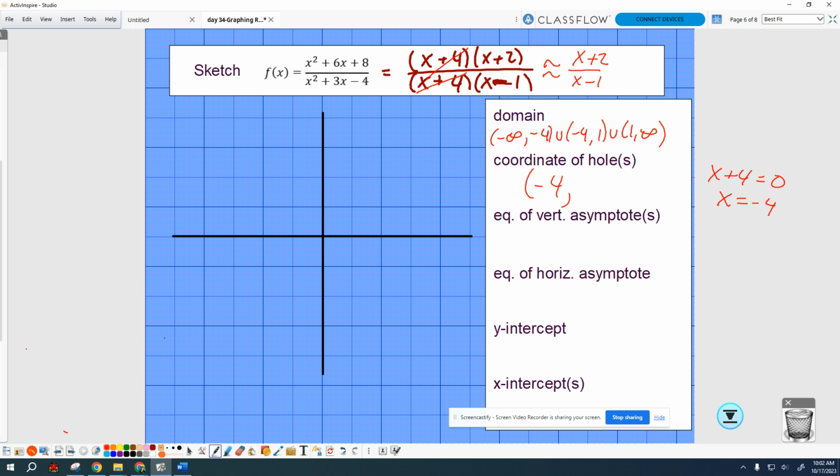Plugging the -4 into the leftovers. The leftovers were these guys. So at -4 plus 2 over -4 minus 1, that's -2 over -5. Just +2 over 5. The negatives cancel out. I know the coordinates, so I'm going to plot -4, 2/5, because I don't want to forget it like I did on the last example.